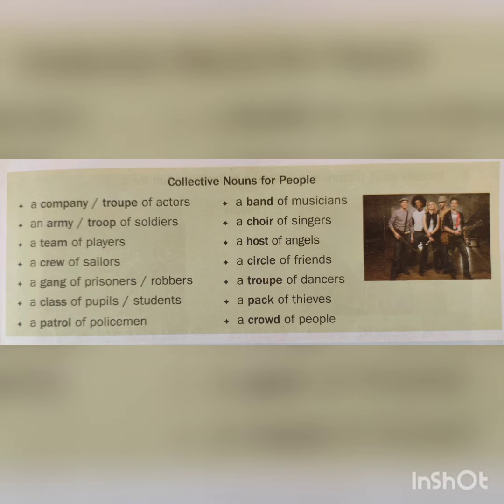A troop of dancers. A pack of thieves. Pack means to put something into a bag or box. A crowd of people, a large group of people who have come together. These are a few examples of collective nouns for people.